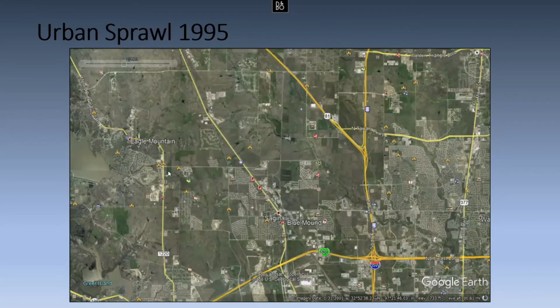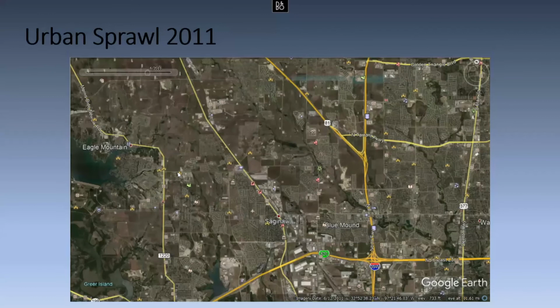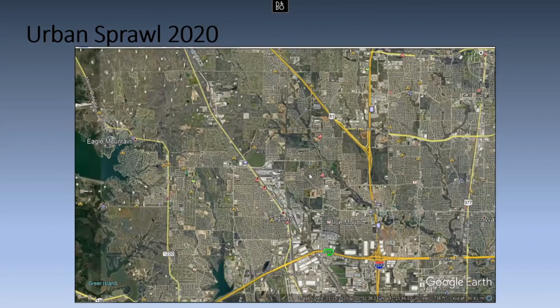So here's 1985. Here's 2011. So some more neighborhoods popping up here. Here's 2020. So not only do we have neighborhoods starting to fill in these areas, we have some oil field activity here on the west side of the picture. Okay, so this was just 2 years ago. It's almost completely full of houses now.